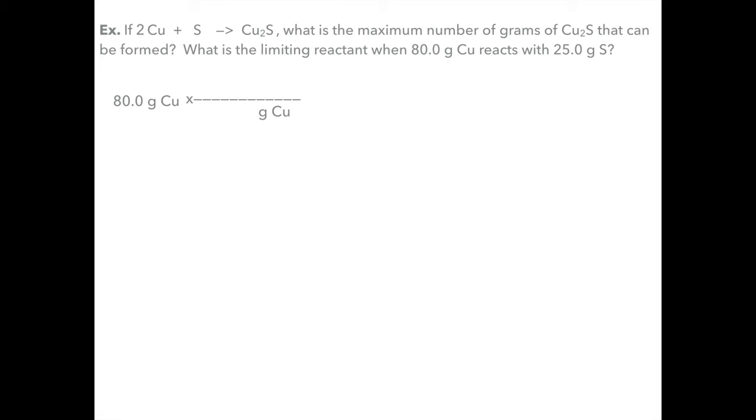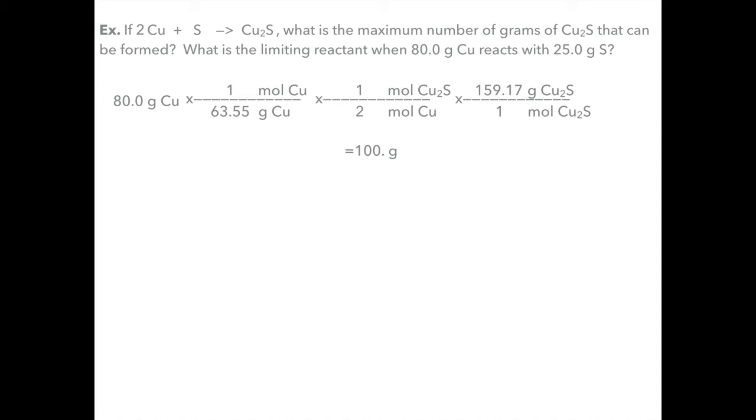So I'm going to put grams of copper on bottom, moles of copper up top, so the molar mass of copper on bottom, 1 for moles of copper. Now I need to get into moles of copper 1 sulfide. So I'm going to put moles of copper on bottom, moles of copper 1 sulfide on top. I'm going to put the coefficients, so I've got a 1 for copper 1 sulfide and a 2 for copper. Then I'm going to get into grams of copper 1 sulfide, so moles on bottom, grams up top. The molar mass of copper 1 sulfide is 159.17 for every 1 mole of copper 1 sulfide. And so that will produce, when you do the math, 100 grams of copper sulfide. Awesome. In the last lesson, you would have been done.